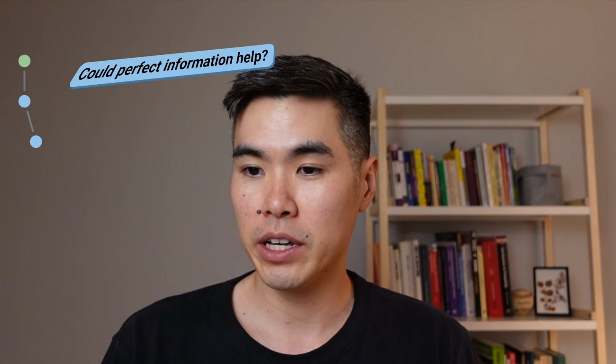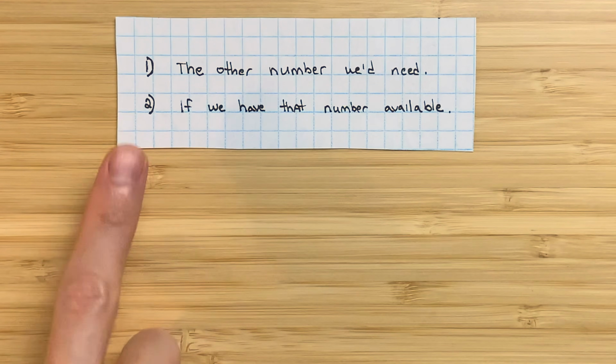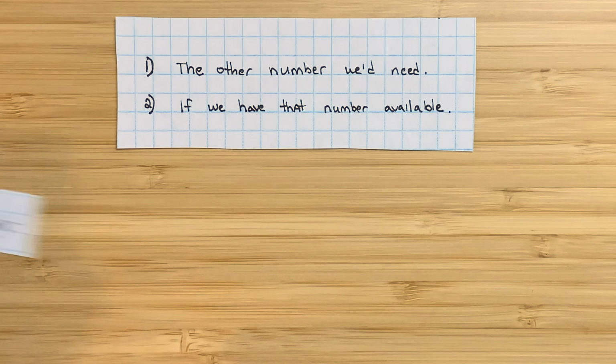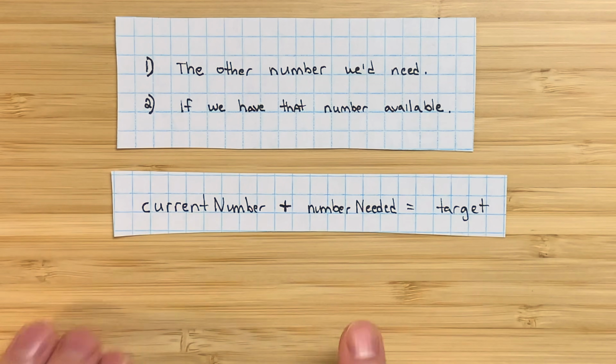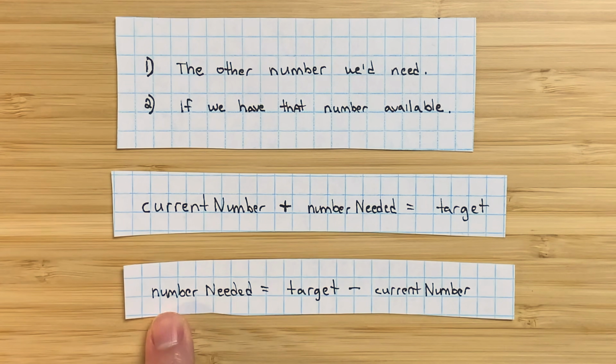So let's think about what's happening at each step. When I see a number, I want to know if it's part of the target pair. And if we had perfect information, I'd also want to know the other number we would need to form the target pair. And then of course, we'd also want to know if we have that number available. For number 1, it's relatively easy. We know that the current number plus the number we need will be equal to the target. And so if we do a little bit of algebra, we can see that the number we need is equal to target minus current number.